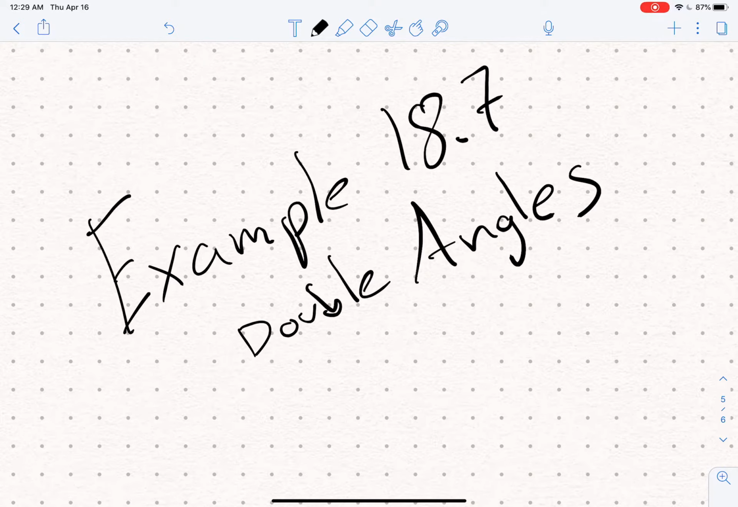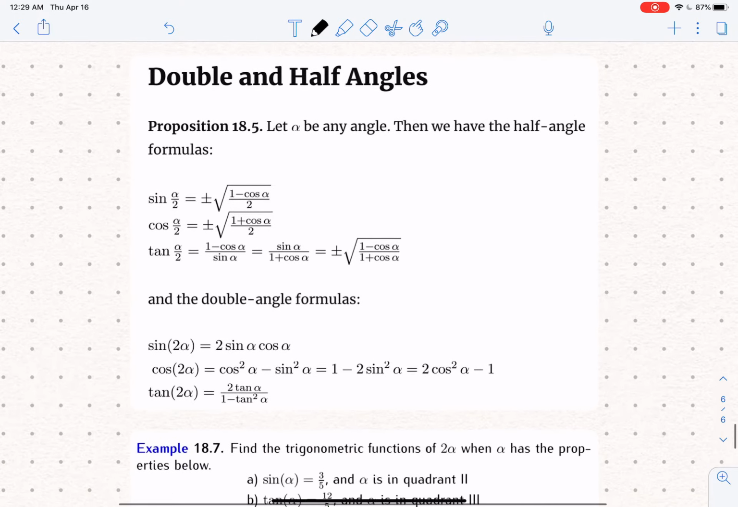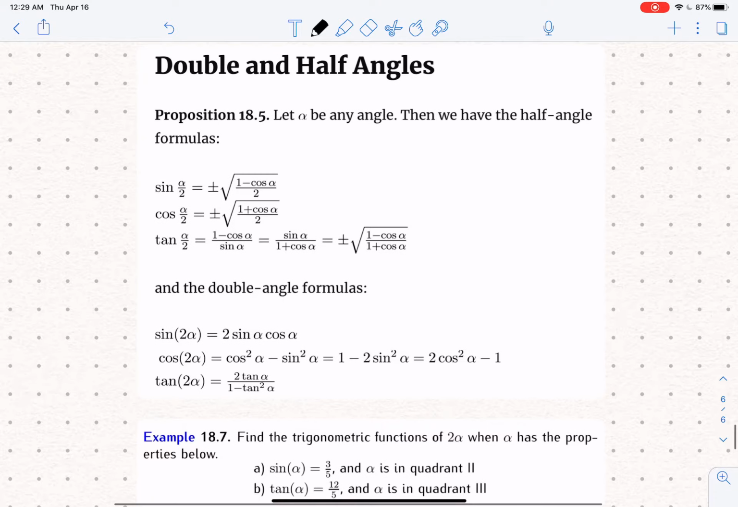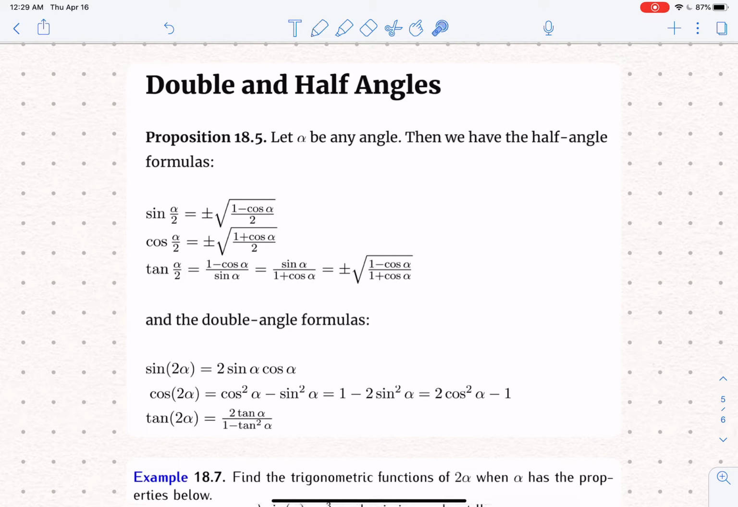Okay, everybody. This is our last video of the day on the multiple angle identities and formulas, and we're going to do just a couple of problems involving the double angle formulas. Let's recap and look at them again so we know what they are. This has the double and half angle identities or formulas in it. I've shown it before, and before we used the half angle identities to answer the previous questions.